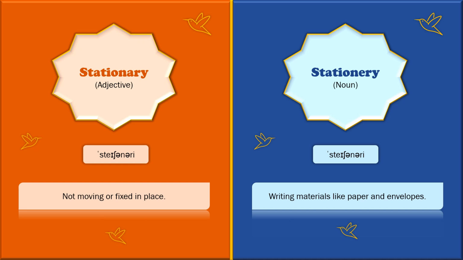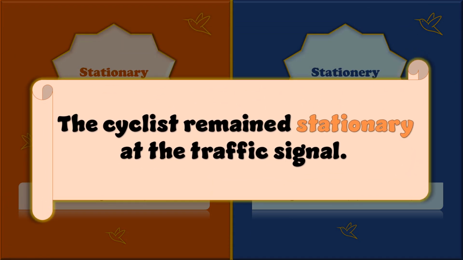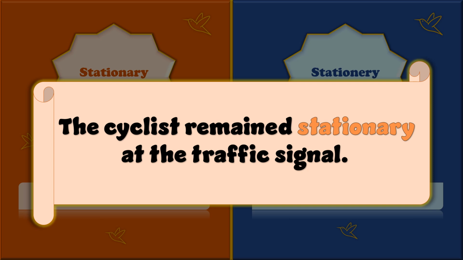How to remember the difference? Stationary with an A is about staying still, while stationery with an E is about writing supplies. Read each example sentence carefully, paying attention to the context. Notice how spelling and pronunciation match the intended meaning in each sentence.